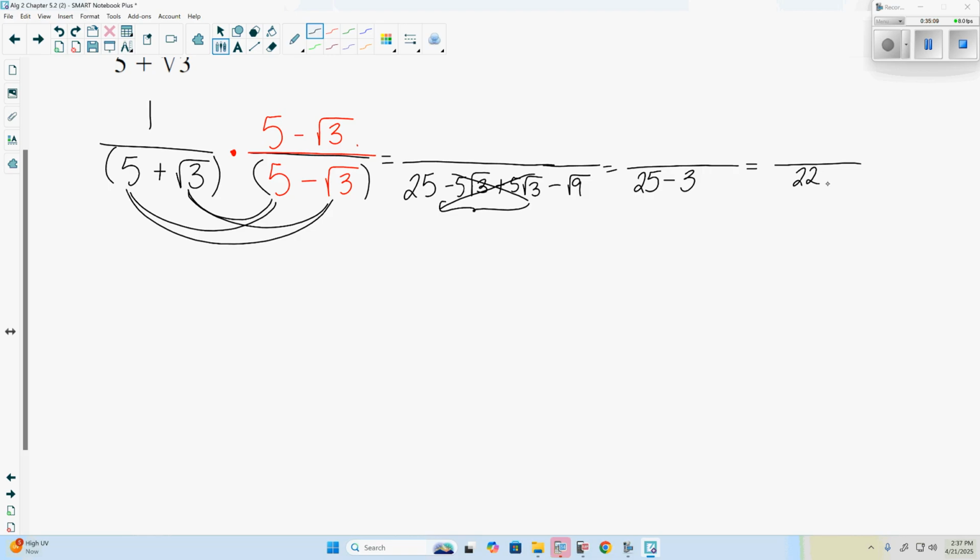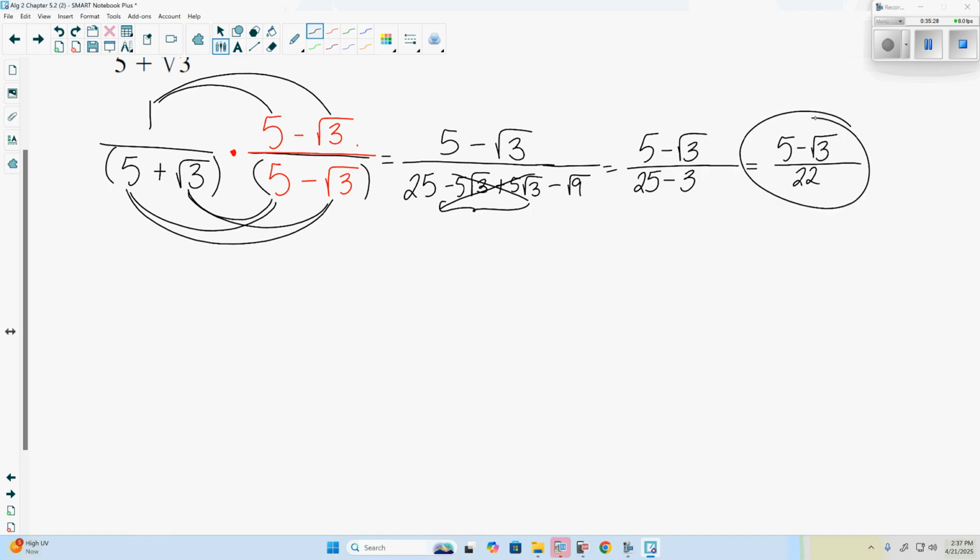We also have to do the numerator. Okay, are you ready for this? 1 times 5. 1 times negative square root of 3. Or if we want to, we could say this is also negative square root of 3 plus 5 over 22. Same answer.